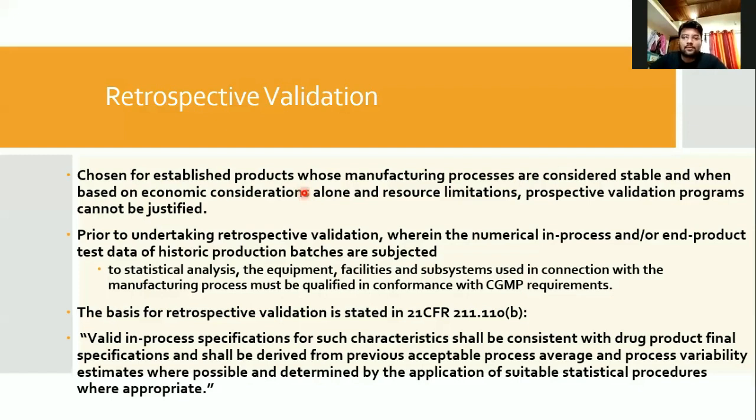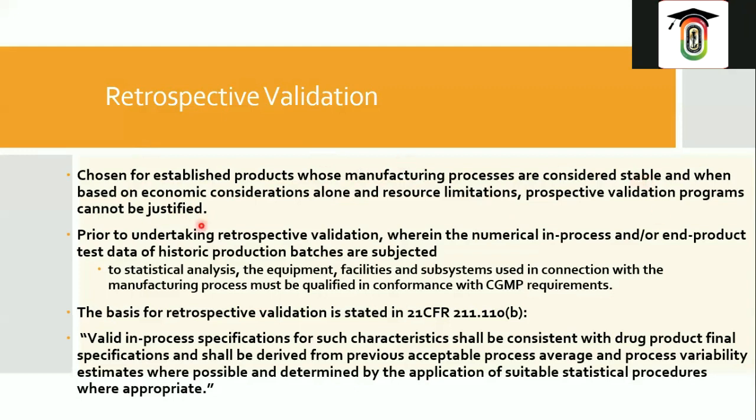Okay. So in case of retrospective validation, it's chosen from the established product whose manufacturing process is considered stable. So what is the first criteria? We will select such a manufacturing process which is considered to be a stable one, right? We will not select any random process. We will select the process which is stable.